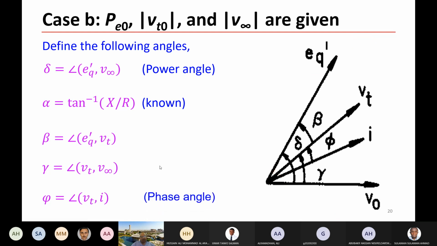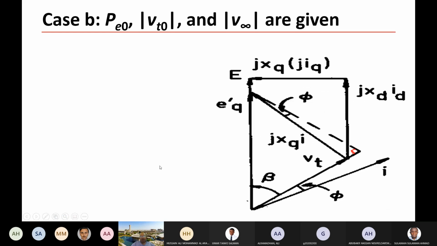Of course, from the phasor diagram, this is Vt, and this is Eq prime, and this is the current, so this is the phase angle, and this is beta. So if you have this right angle here, if this is phi, but this is also phi, you can write tan beta equal to this over this.